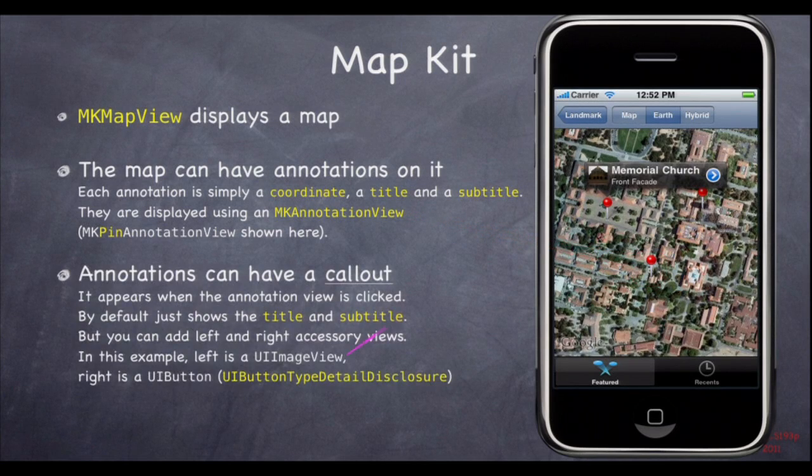And then annotations can also have a callout. So when you click on the pin, a little kind of grayish rectangle can come up, like this one up here, and present some information, like it's going to present the title and the subtitle all the time. The title's the big bold white, and then the subtitle's the smaller font. But it can also have a left and right callout accessory, like this image and this little button. Okay, so we're going to talk about how to make all that work.